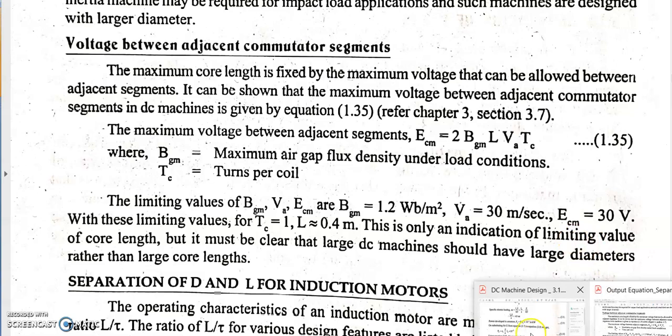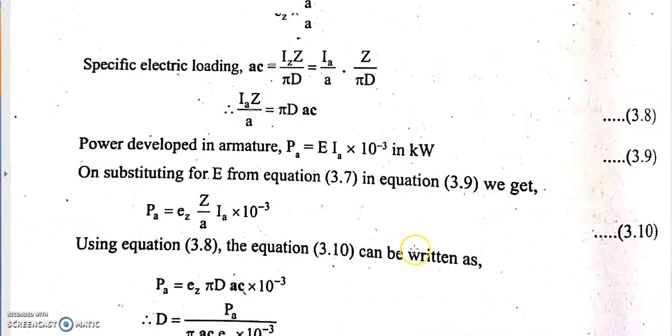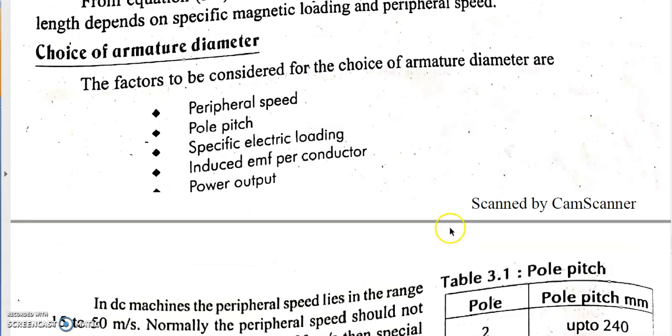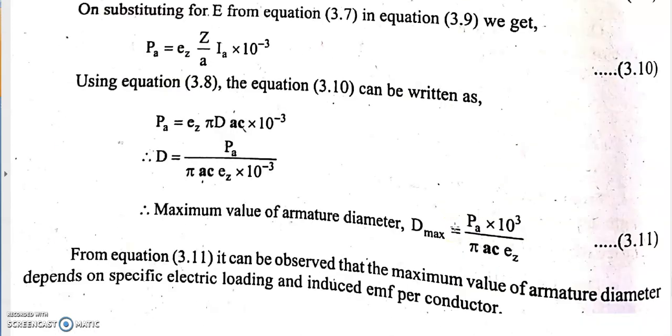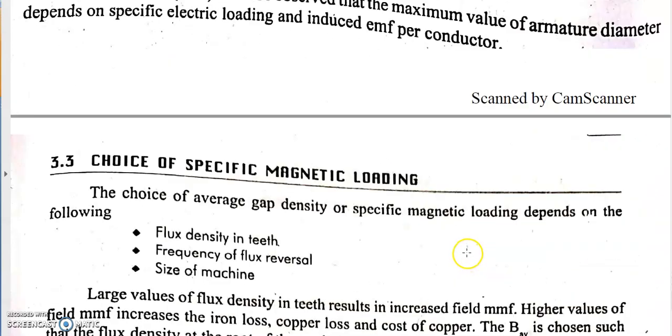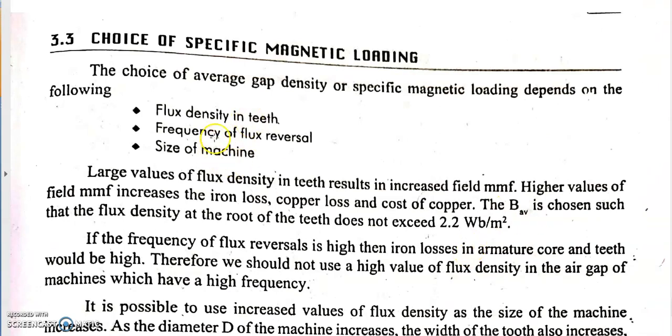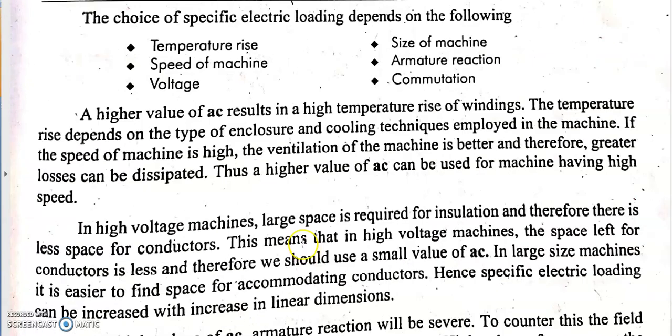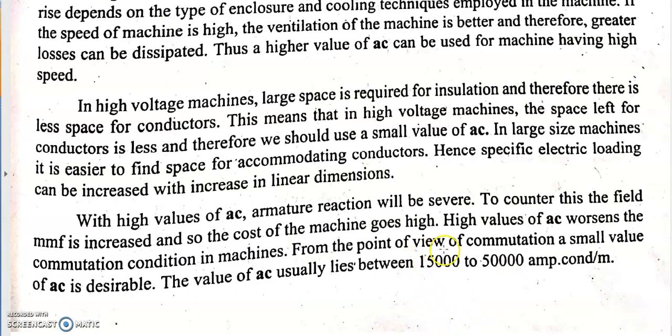In the next topic we discussed the maximum value of armature diameter and armature length. The maximum value of armature length is derived from the voltage between adjacent commutator segments, and the maximum value of armature diameter is derived from the output equation of the DC machine. Then the choice of specific magnetic loading mainly depends upon the flux density and frequency of flux reversal, and the values of flux density are given here. The choice of specific electric loading depends upon the value of Ac, and that value for a DC machine should be between 15,000 and 50,000 ampere conductors per meter.